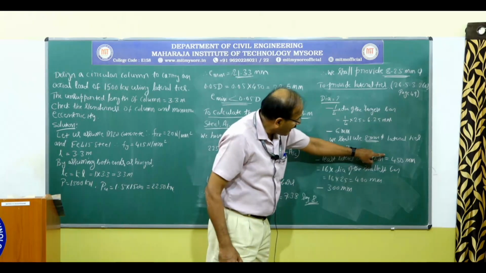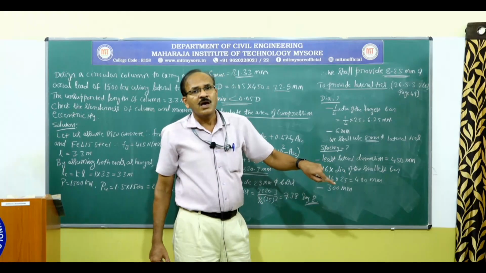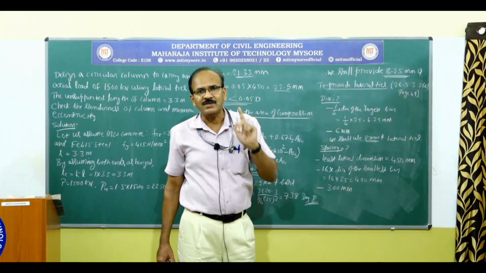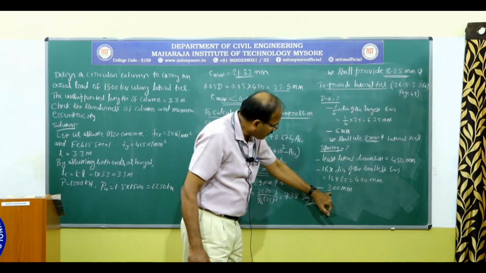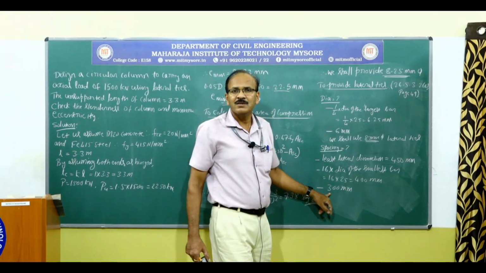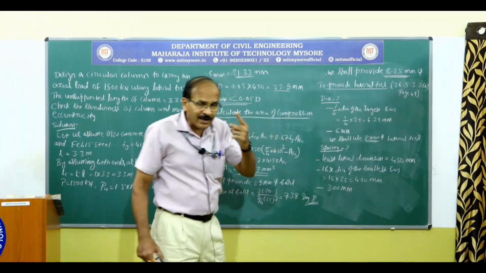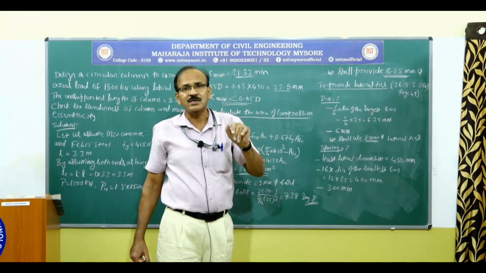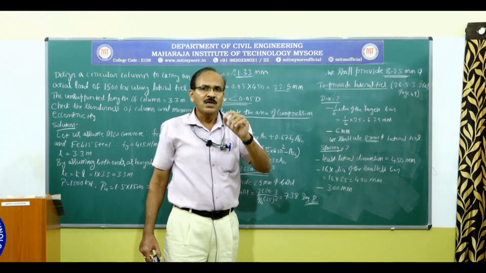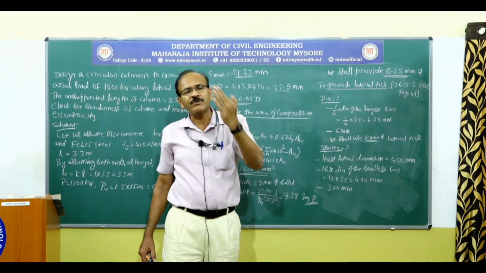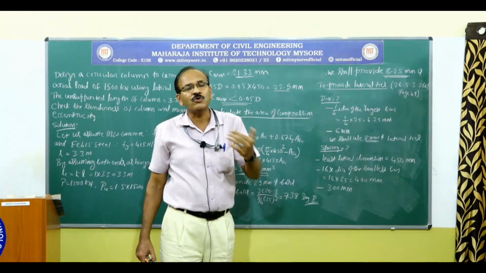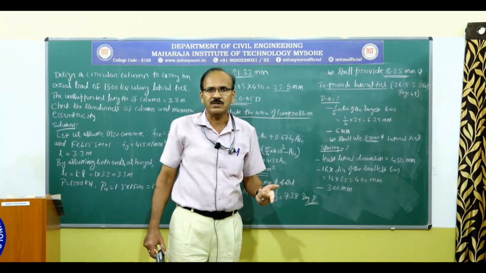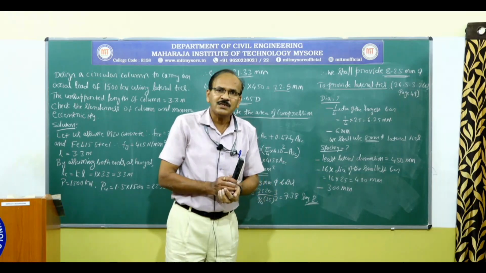So take the least of these three values as the maximum spacing or the maximum pitch of the lateral ties. The least of these three values is 300 millimeter. So we can provide lateral ties at a maximum spacing of 300 millimeter center to center. I am saying maximum because if you want, you can go below, 275 or 250 or 225 millimeter center to center, but you cannot go beyond 300 millimeter center to center. Is this clear to you?